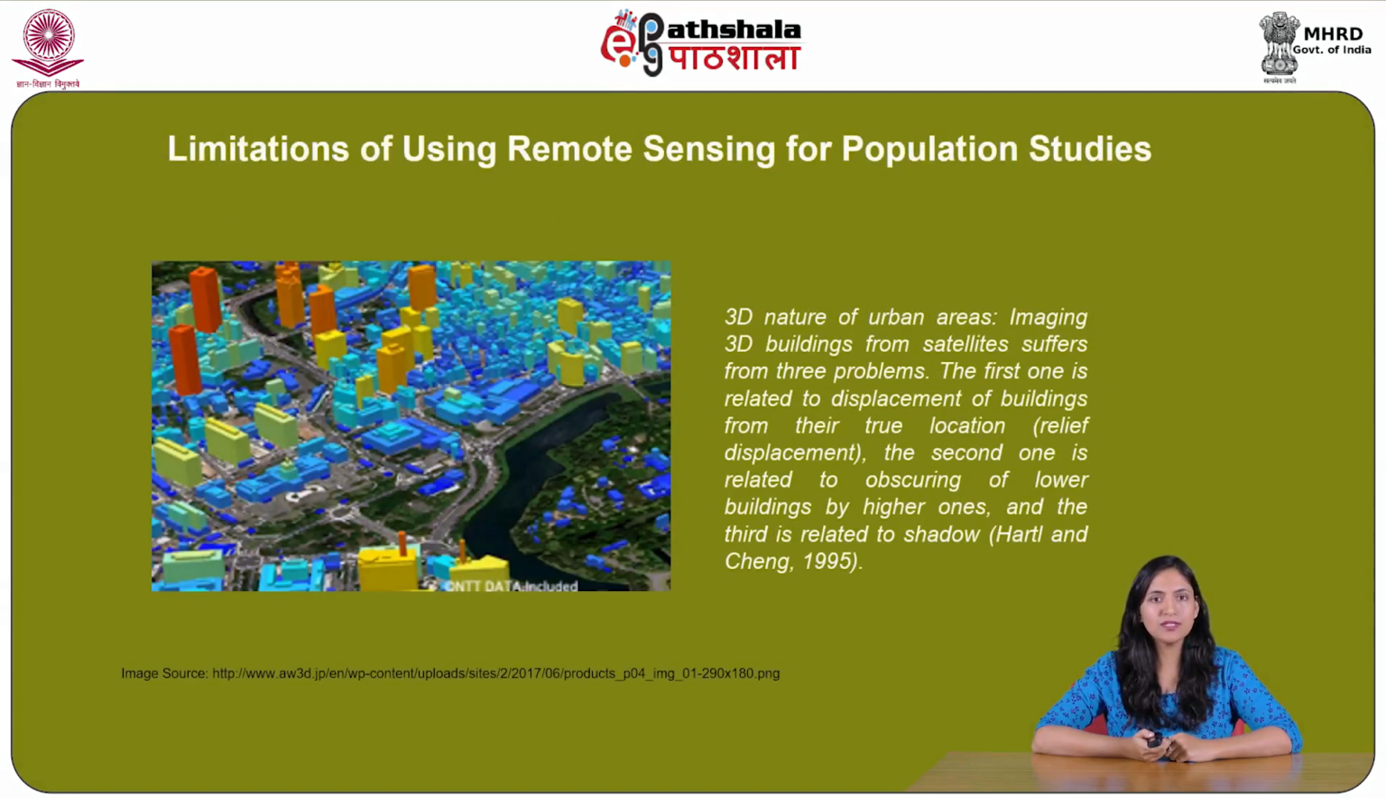3D nature of urban areas: imaging 3D buildings from satellites suffers from three problems. The first one is related to displacement of buildings from their true location, which is also called relief displacement. The second one is related to obscuring of lower buildings by higher ones, and the third is related to shadow.